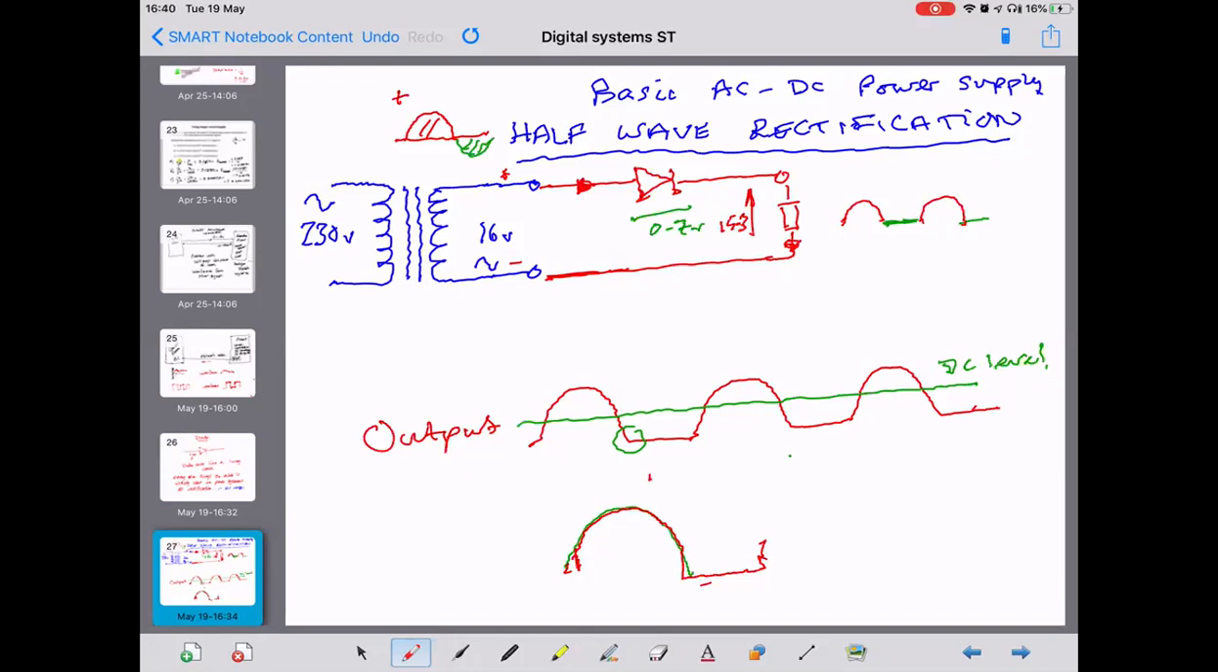Half-wave rectification is not going to be very common anyway, because it's so easy and relatively cheap to buy a bridge, like I'm now going to show you, that'll do the full wave rectification anyway. So you might not come across half wave in any sense. All right. Yeah.